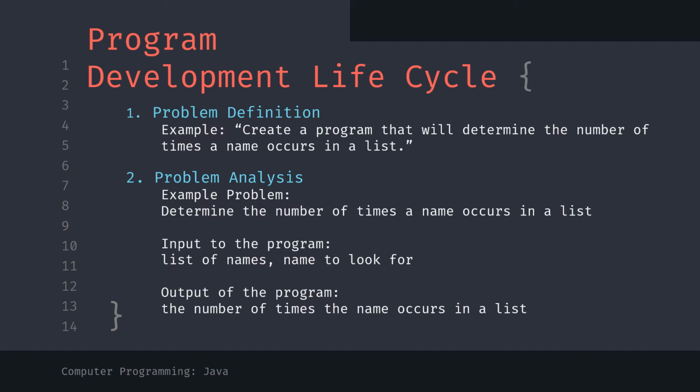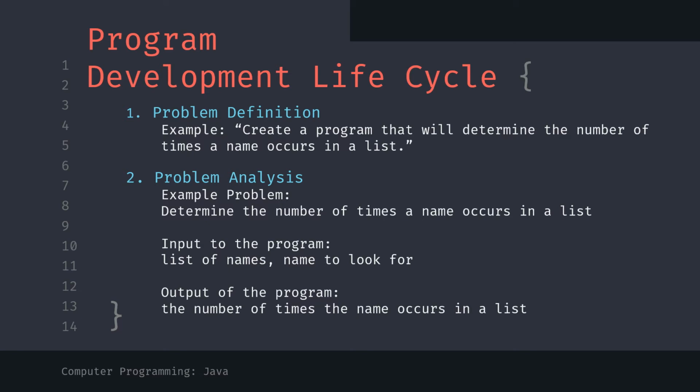First is the problem definition. A programmer is usually given a task in the form of a problem. Before a program can be designed to solve a particular problem, the problem must be well and clearly defined first in terms of its input and output requirements. A clearly defined problem is already half the solution. Computer programming requires us to define the problem first before we even try to create a solution. Example: create a program that will determine the number of times a name occurs in a list.